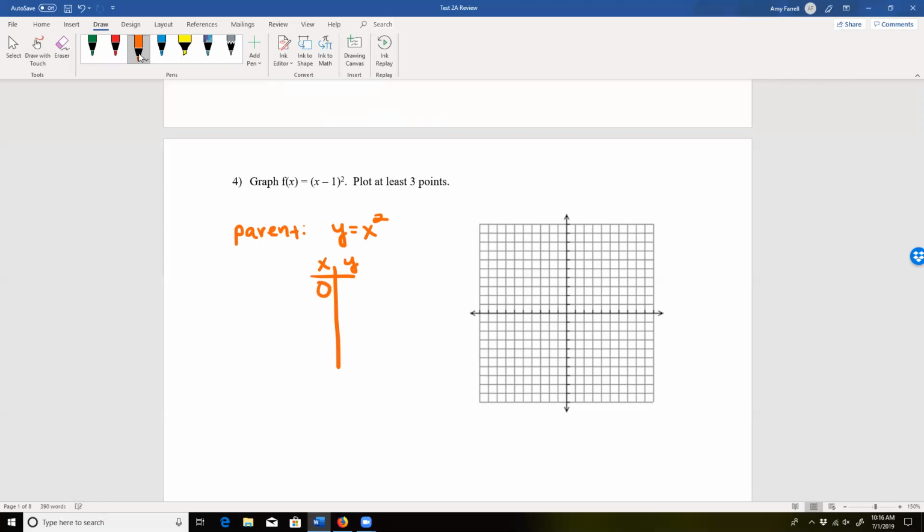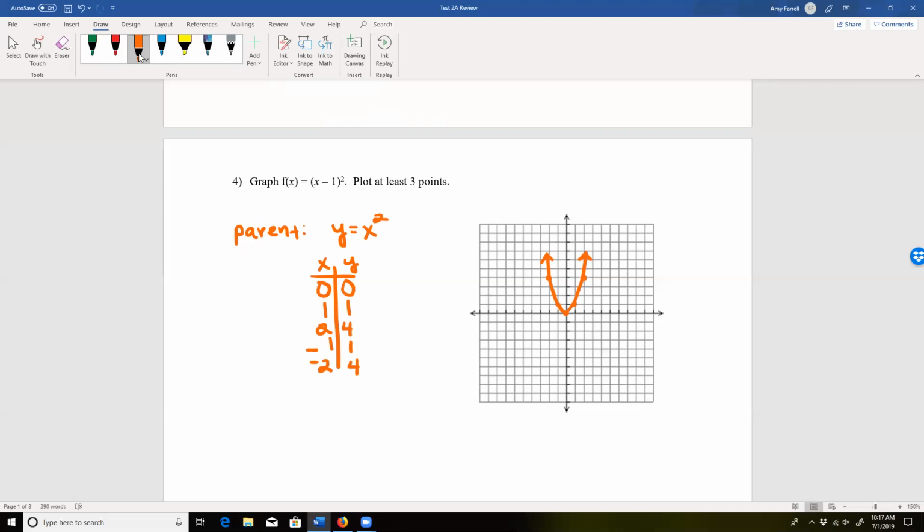If I plug in 0 for x, I get 0 because 0 squared is 0. If I plug in 1, I get 1. If I plug in 2, I get 4 because 2 squared is 4. Let me plug in a couple negatives, negative 1, negative 2. If I plug in negative 1, I get 1 again, and negative 2 gives me 4 again because we're squaring. We square negative numbers, we get positive. So 0, 0, 1, 1, 2, 4, negative 1, 1, negative 2, 4. This graph is a U-shaped graph, also known as a parabola.